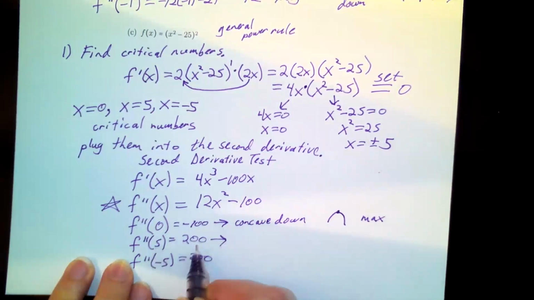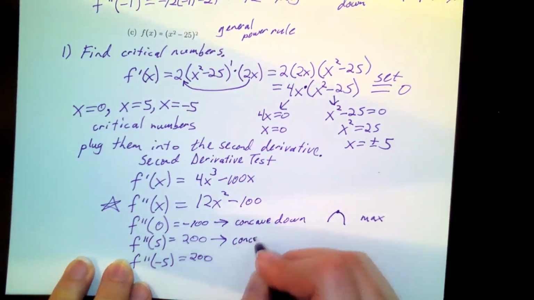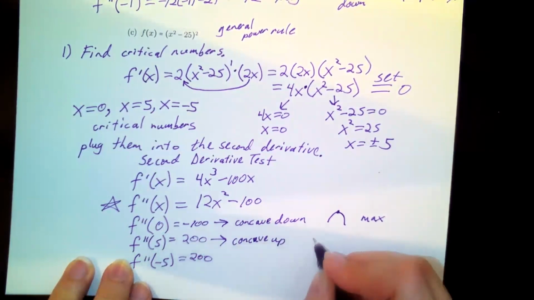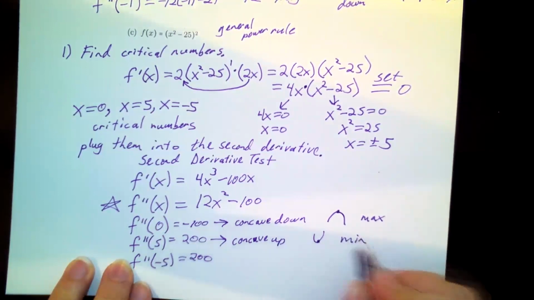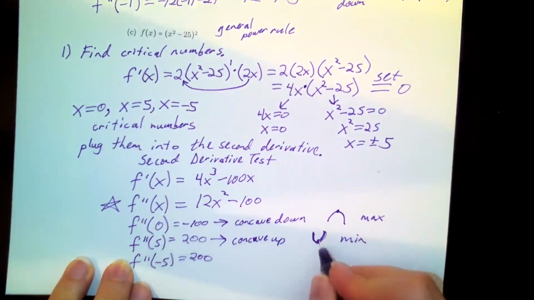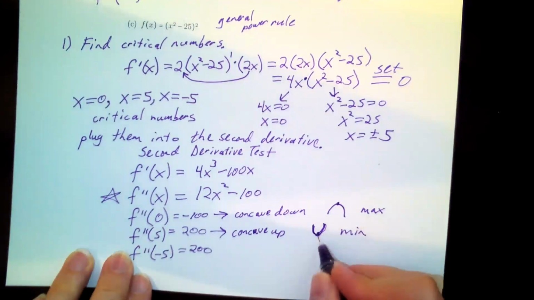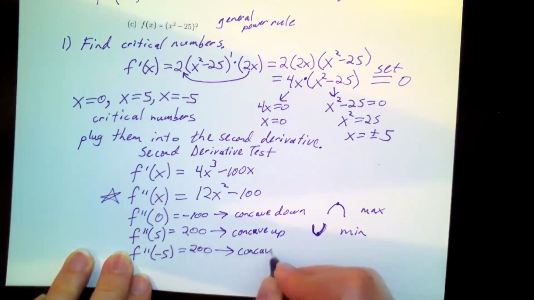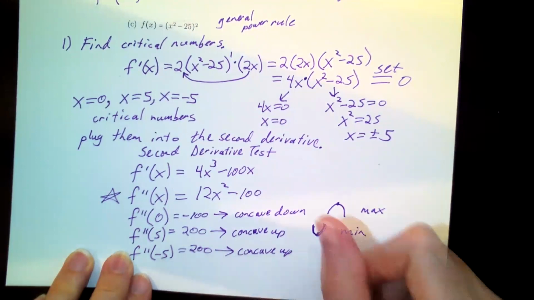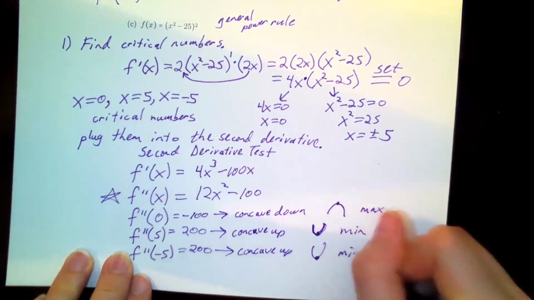When I plugged in 5, I got a positive result from the second derivative. That means my graph is concave up. If my graph is concave up, that critical number has to correspond to a min, just because that's what the shape of the graph requires. You can't be concave up and not have a min. If I have the same thing happen here, a positive result, it's concave up at negative 5, that means there's got to be another minimum at negative 5.